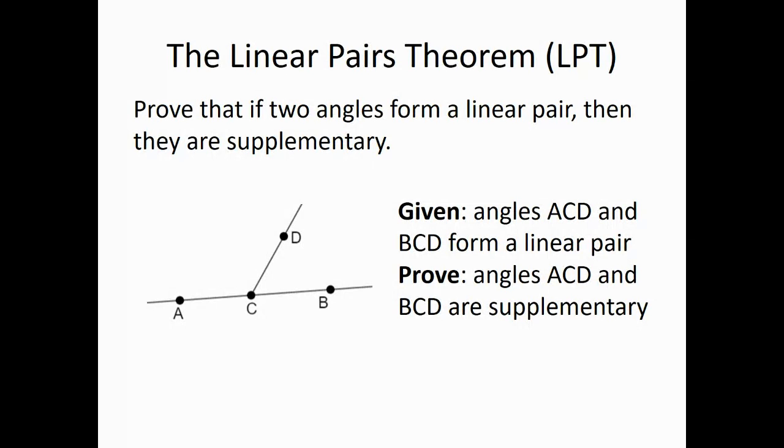Okay, and I've done all the work in the setup for you. I think the letters are a bit different than what I showed you a moment ago, but of course the letters are ultimately not important just so long as you're consistent about it. So here's a diagram where we have a linear pair, ACD and BCD. I say in the given that those two angles form a linear pair. And then what we wish to prove, that is the conclusion, is that angles ACD and BCD are supplementary.